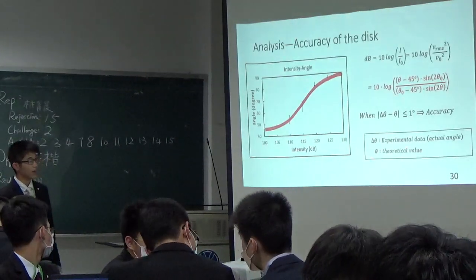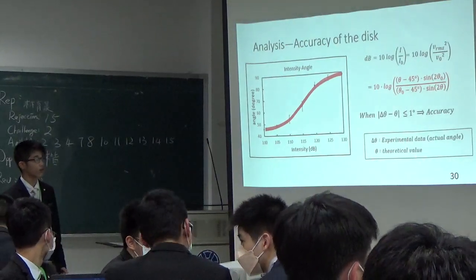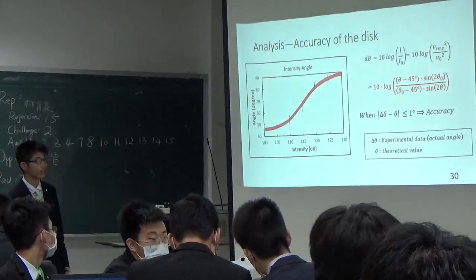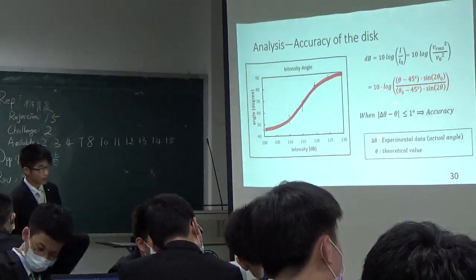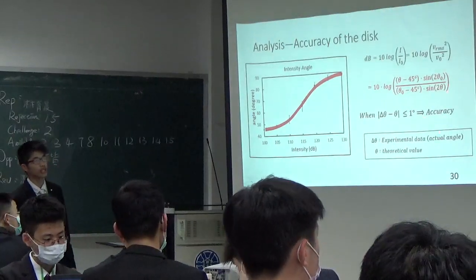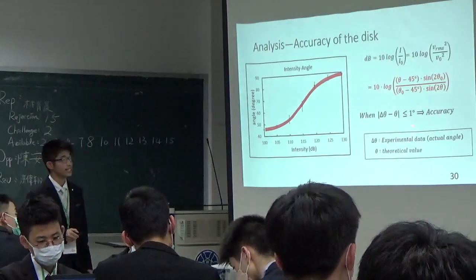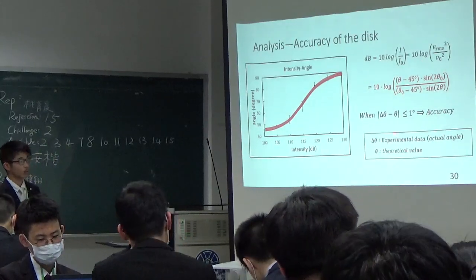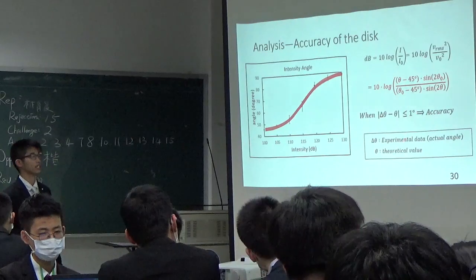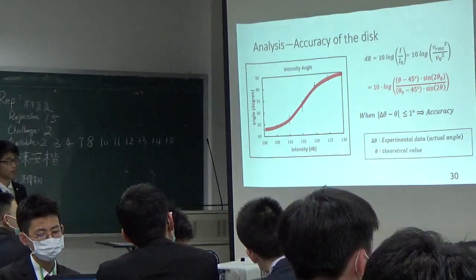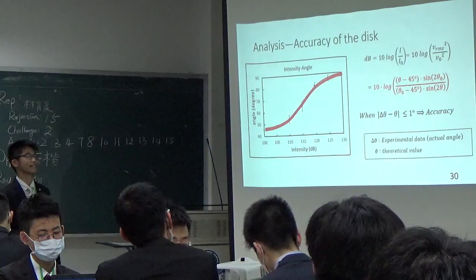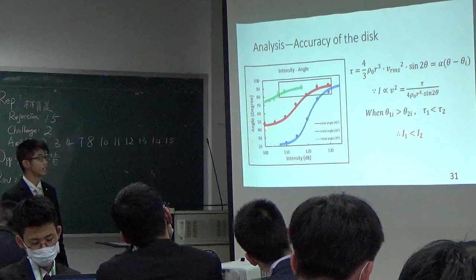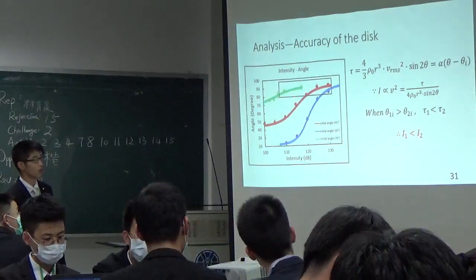By comparing the experimental data and the theoretical value, we observe a deviation. We define that when the deviation is smaller than or equal to 1 degree and we put this into the equation to calculate the sound intensity, we can get the accuracy of the sound intensity measured by this device. And when the tilting angle increases, the maximum decibel will decrease.